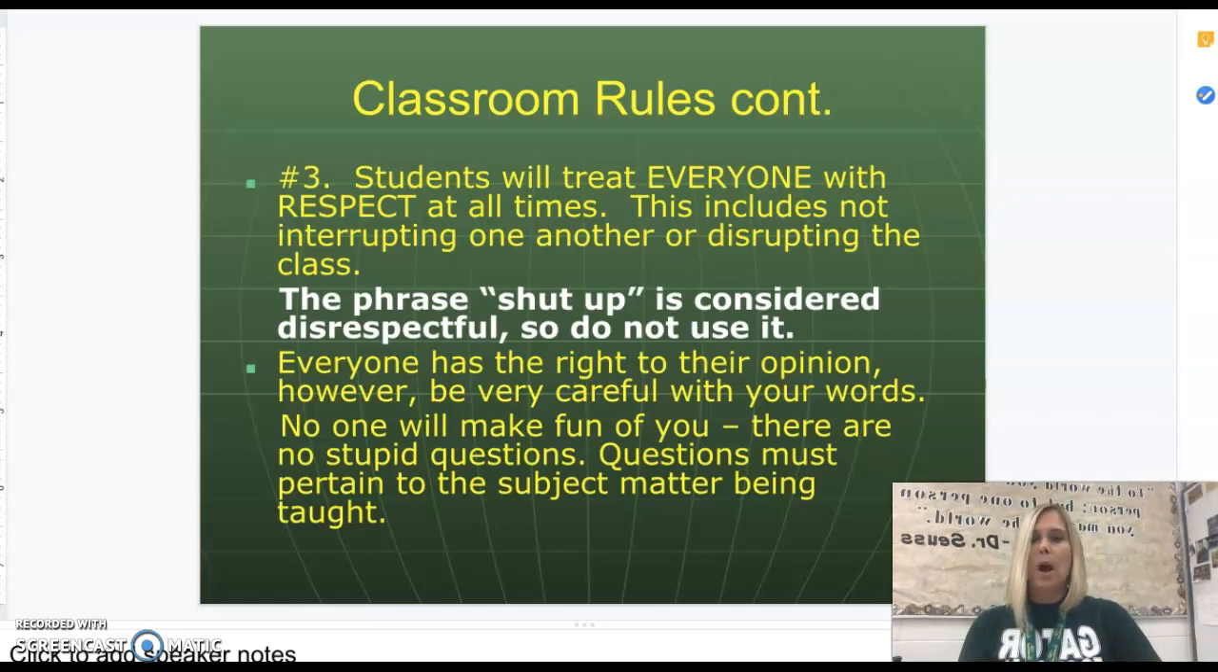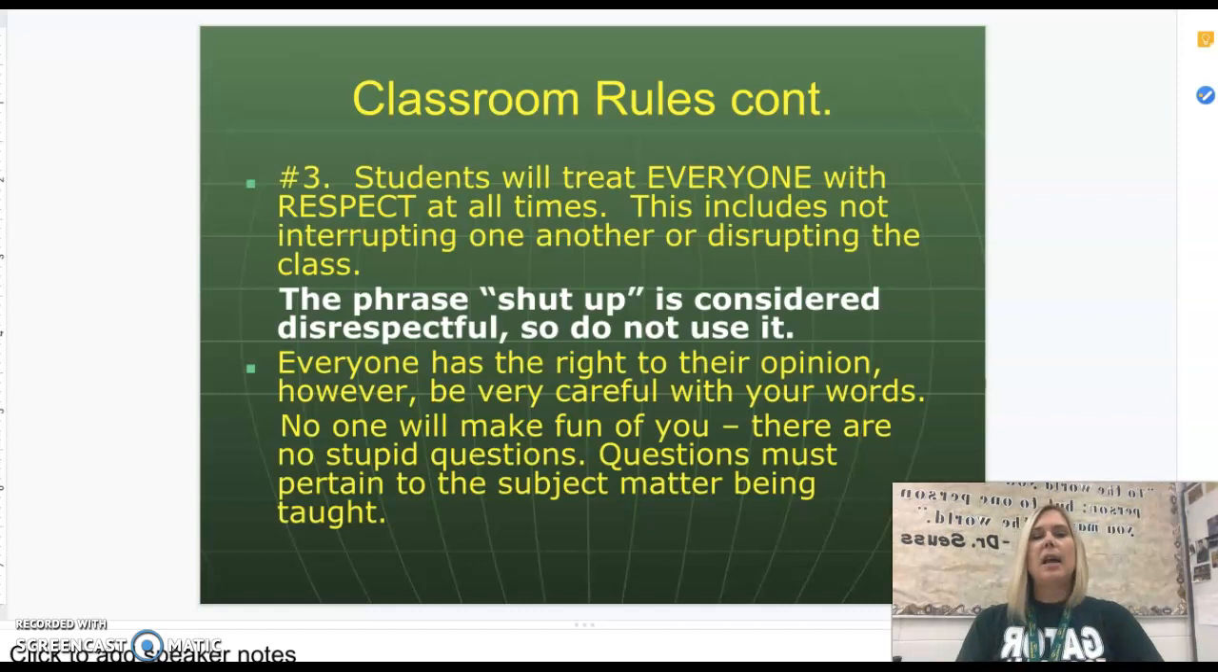So this means we're not going to interrupt one another. Again, we're not going to holler out things. We're not going to say, man, that's stupid. Don't say that. Again, none of that is taking place in this classroom. When we have Zoom meetings, again, all of these rules apply to those Zoom meetings. We're going to respect one another, and it's not going to be any other way.